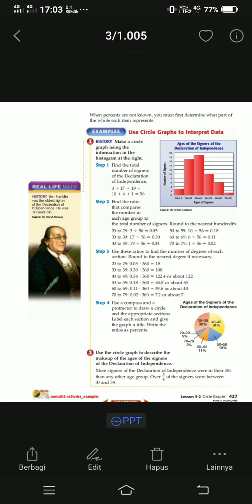Number 3. Use the circle graph to describe the makeup of the ages of the signers of the Declaration of Independence. More signers of the Declaration of Independence were in their 40s than any other age group. Over 3/4 of the signers were between 30 and 59.